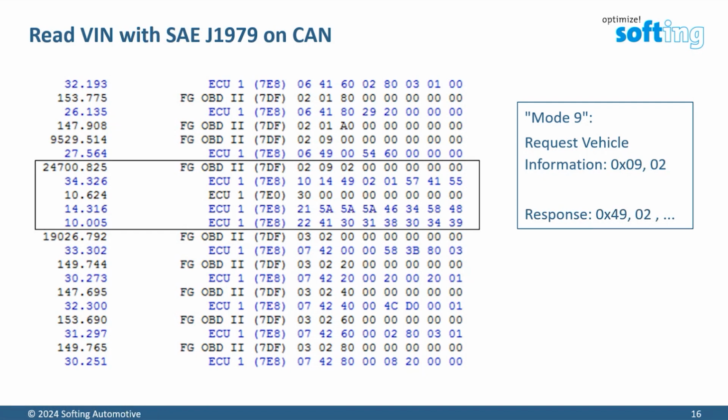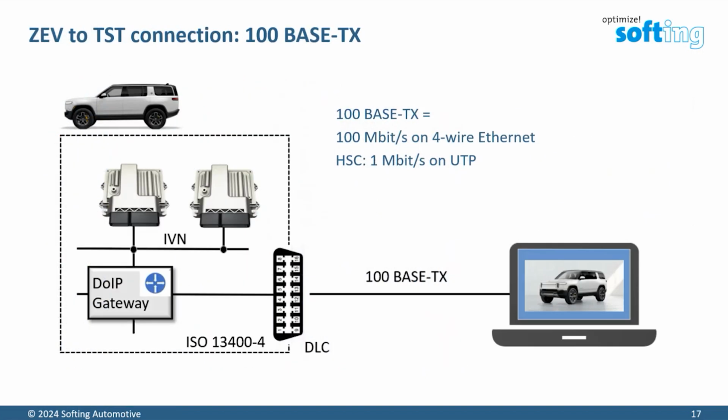How about reading the same VIN with diagnostics over IP? Diagnostics over IP means that the vehicle comes with a DoIP gateway, and that is connected to this already mentioned 13400-4 data link connector, the new one. And the data link connector then comes with 4-wire Ethernet. This 4-wire Ethernet is named 100BASE-TX. TX for 4-wire, 100 is for 100 megabit per second.